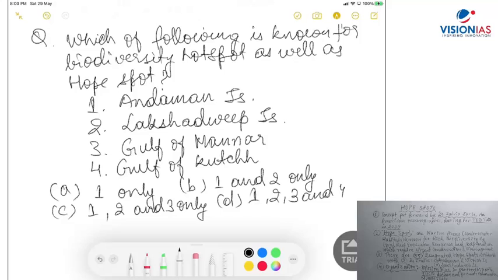I have given hotspot and hotspot. Today I have explained what is one hotspot and what is the other hotspot. I have already explained in the classroom. I am asking which is known for a biodiversity hotspot and also, at the same time, the other hotspot together. Both, I am asking both. It has to be both of them.